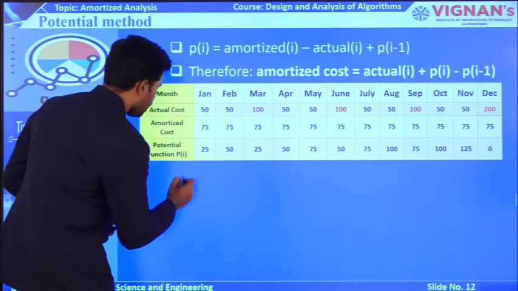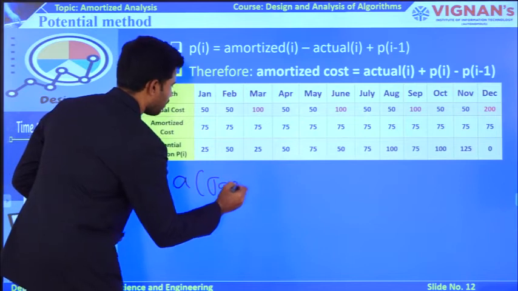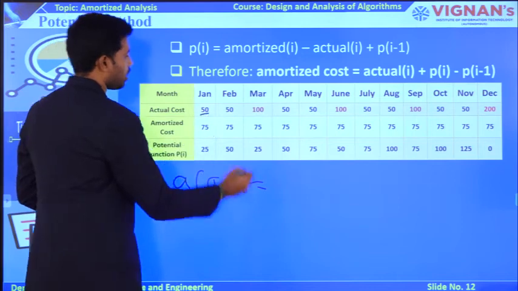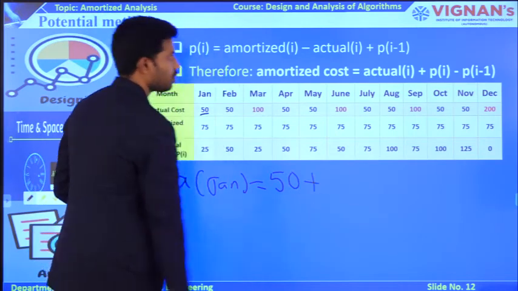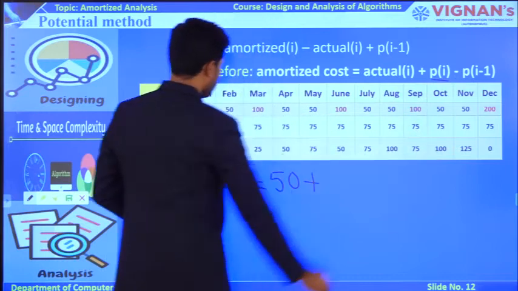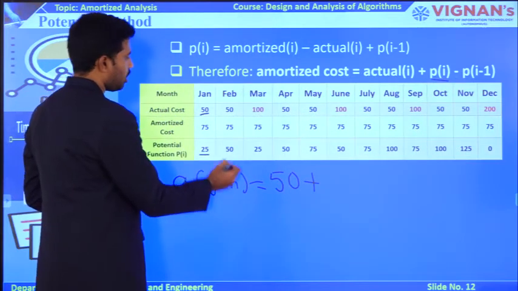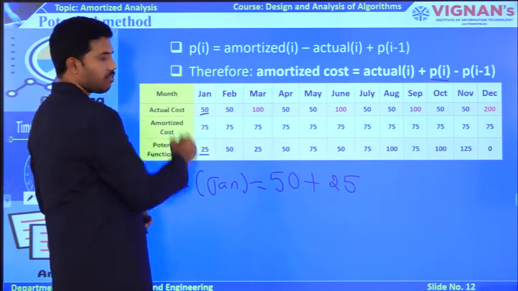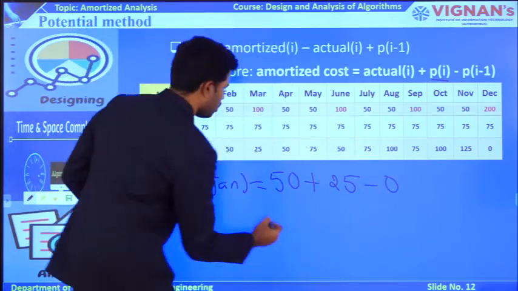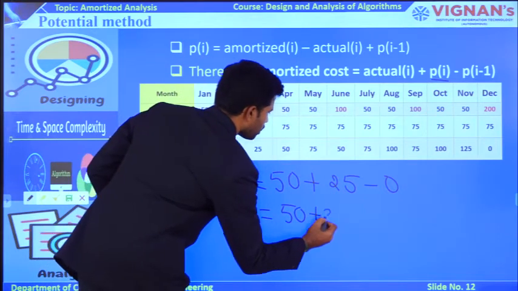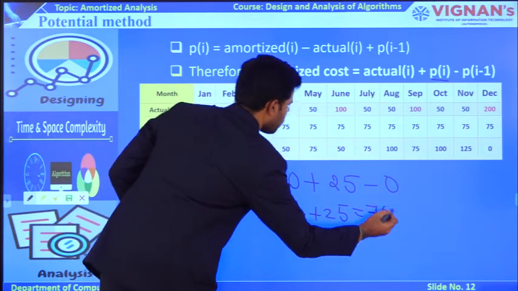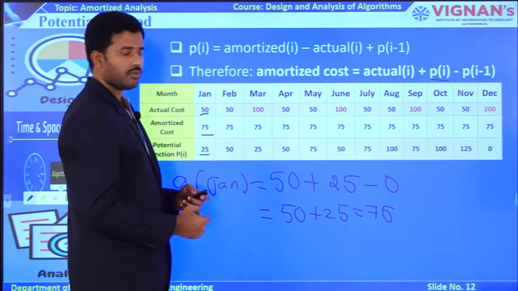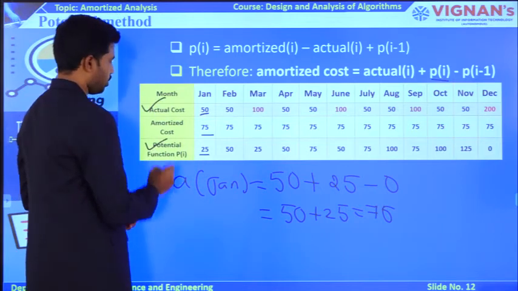First you try to apply the amortized cost on January. What is the formula? Actual cost of January. What is the actual cost of January? 50 plus P of I, right? So what is the P of I value of January? 25. Ultimately there is no P of I minus 1. There is no previous month for January, right? So it will be considered as 0. So 50 plus 25 gives 75. This is the way I am rechecking the amortized cost with the help of actual as well as potential.